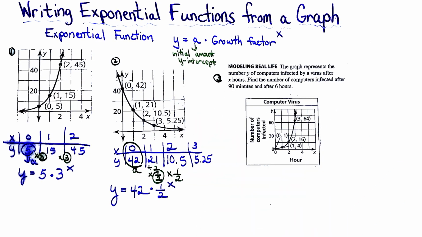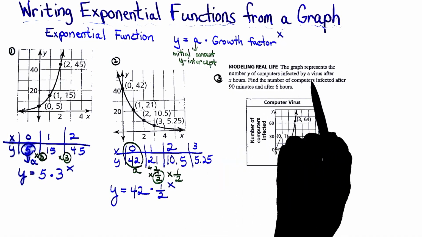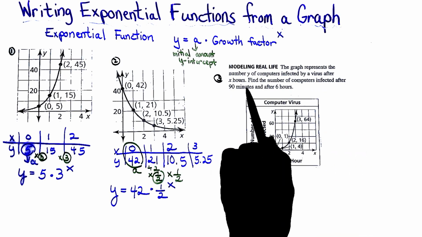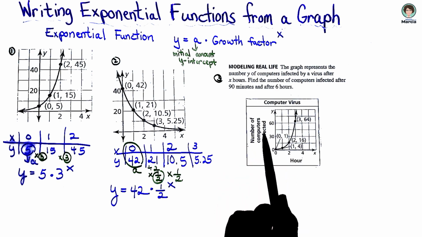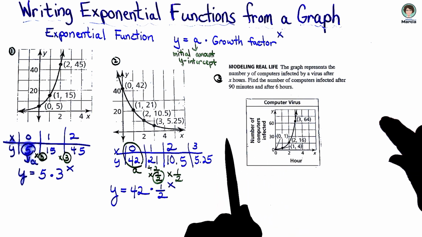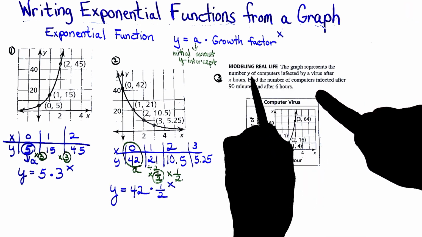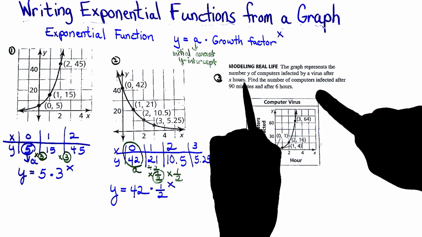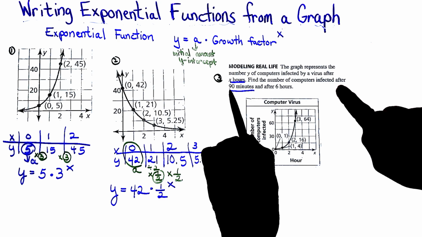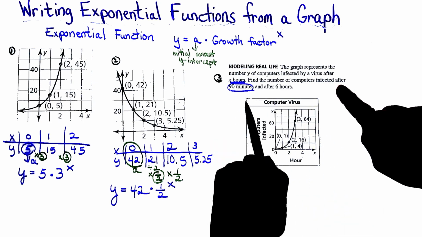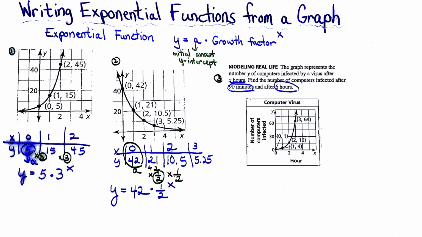So let's look at the real life example. The graph represents the number of computers infected by a virus after x hours. Find the number of computers infected after 90 minutes and after 6 hours. So let's go ahead and mark our text. We have a number of computers infected and it's x hours. And now they're going to want us to work this problem twice because we need to find out after 90 minutes and after 6 hours, how many computers have gotten this virus.